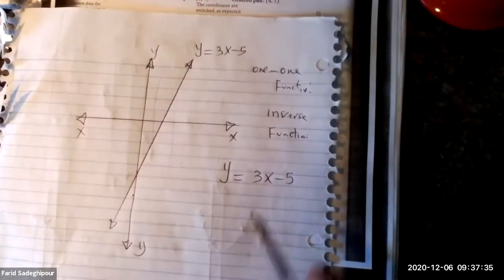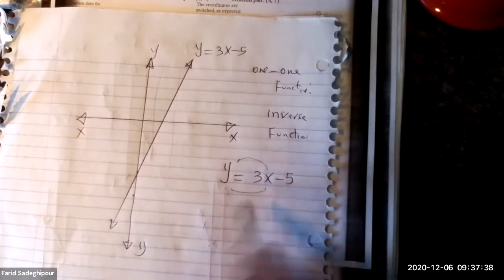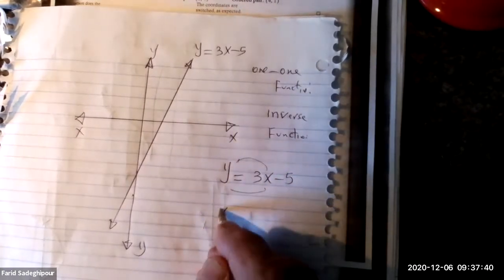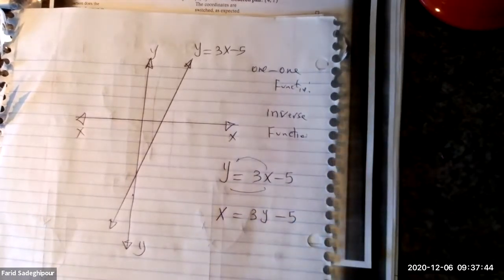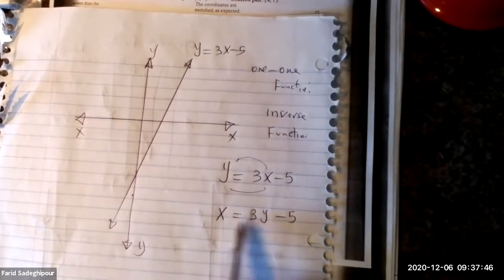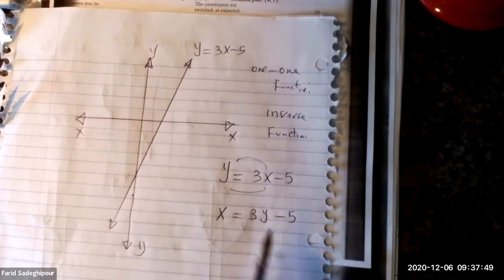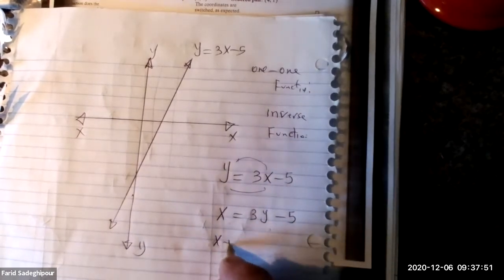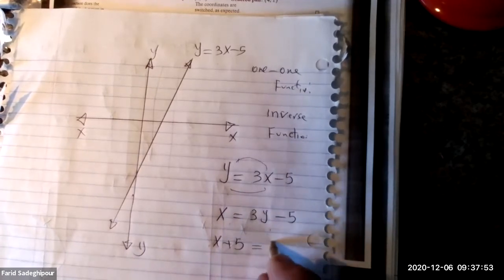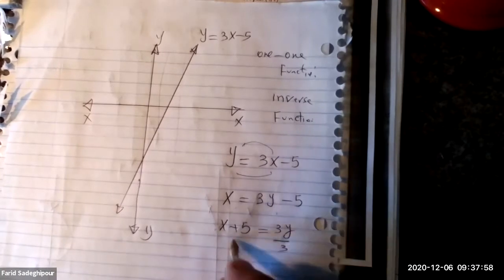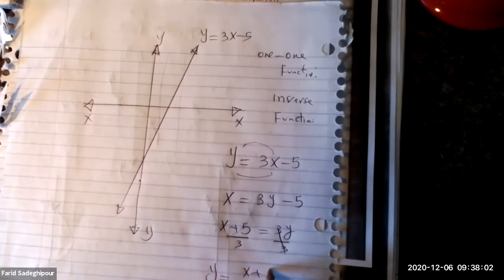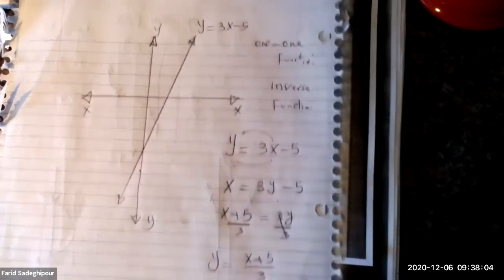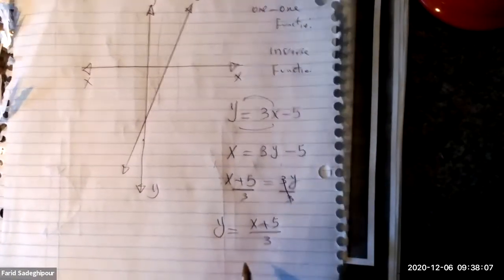The first thing you do is you switch x and y. You swap x and y. So you put x in here and y on the other side. Now you want to write y in terms of x. So you want to isolate y, right? So you just say x plus 5 is equal to 3y. And then divide both sides by 3. So y equals (x plus 5) over 3. This is your inverse function.